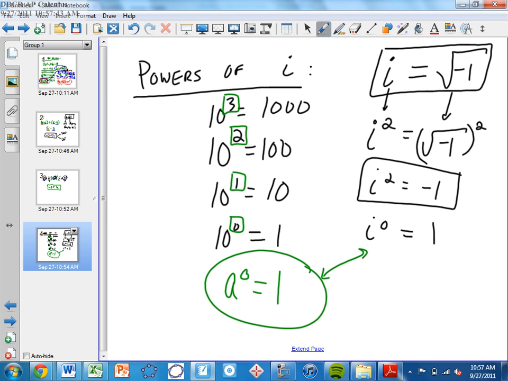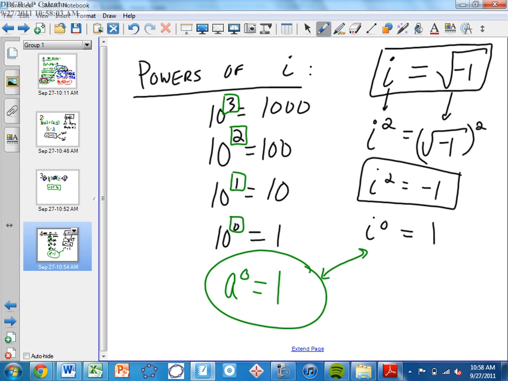So far we've done i squared, i to the 0. Just when you say "to the 0," it doesn't sound right. There's no other way to say it. It sounds like it's not even supposed to work. i to the 0? No, that makes sense.